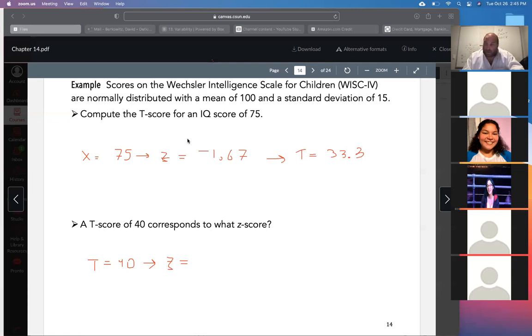Okay. Now, if I have a t-score of 40, the question is what z-score is that? You would put 40 equals 10z plus 50, then subtract on both sides and divide, which gives you negative 1. Yes, that's exactly it. I got negative 1 too. Z equals negative 1. And just for fun, now that I have the z-score, what is my actual data?